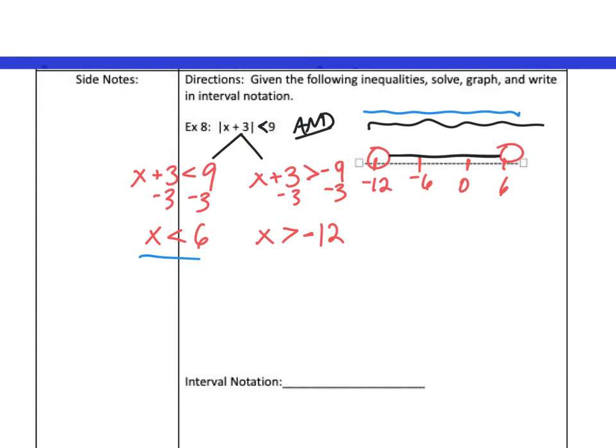So that one works. But I still need to check for my extraneous solutions before I do my interval notation. So let's go ahead and plug in 6 and negative 12 to where we split. So 6 plus 3 is less than 9. 6 plus 3 is 6, 7, 8, 9. The absolute value of 9 is just 9. Is 9 less than 9? It's not, right? If this was an equal to, that would work, but it's not. So this one doesn't work.